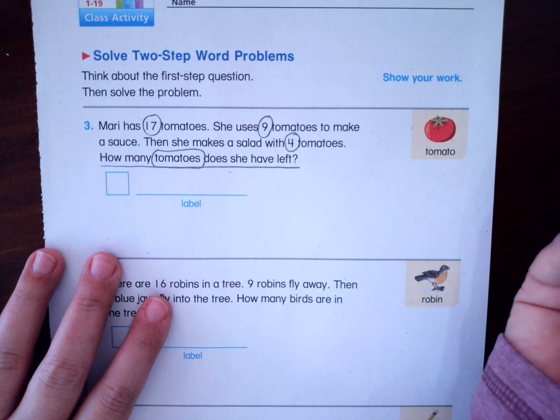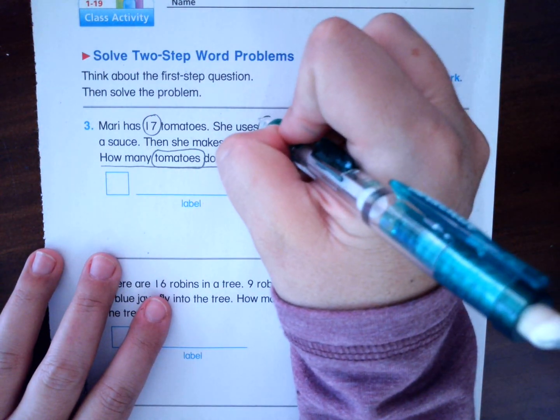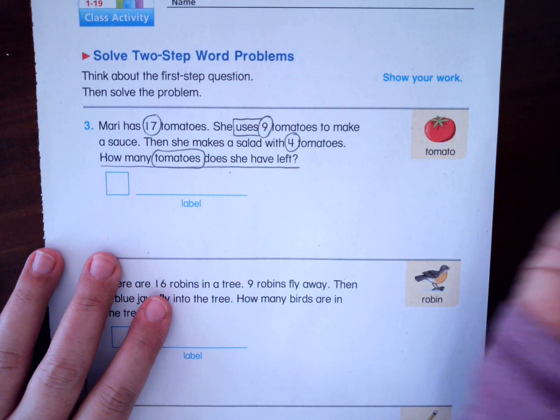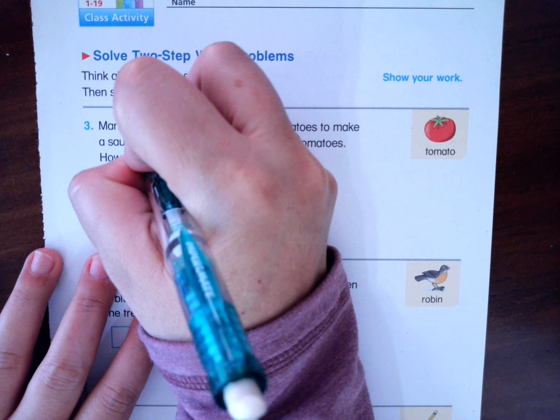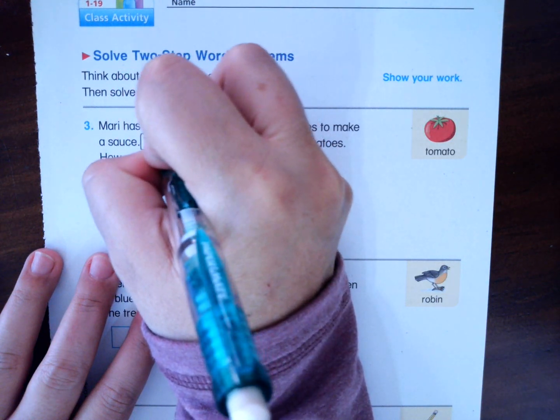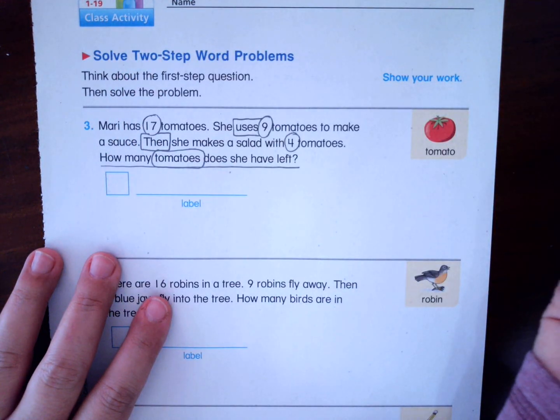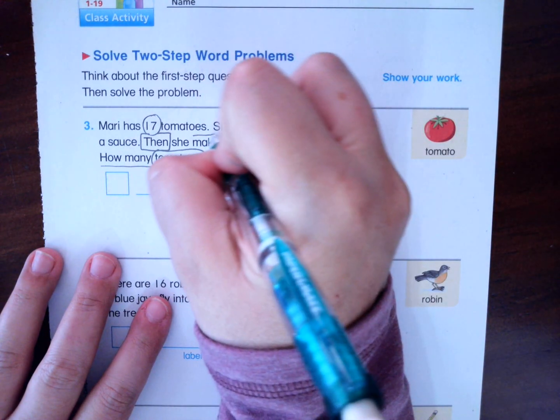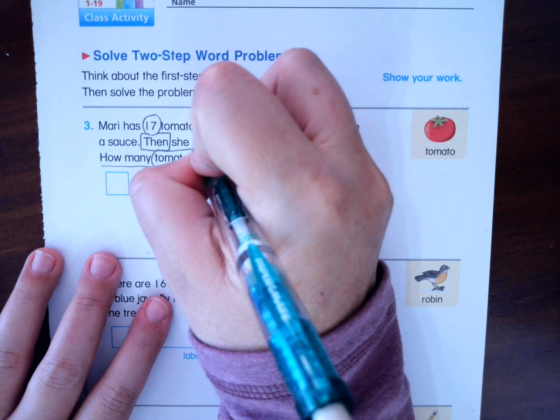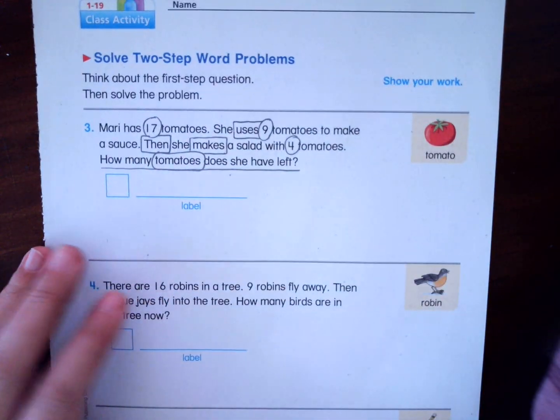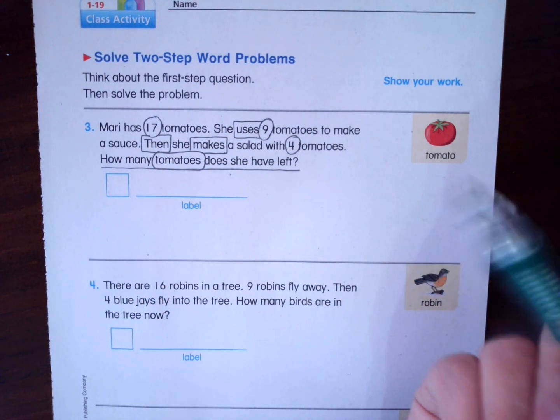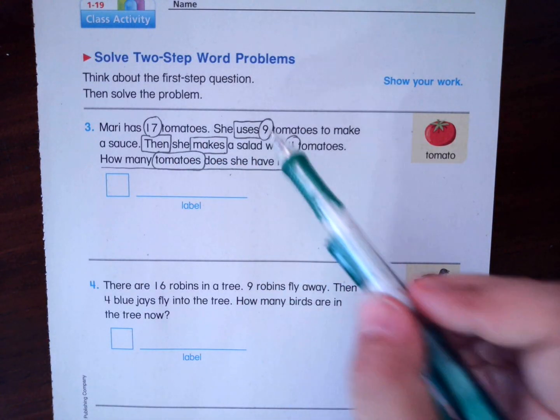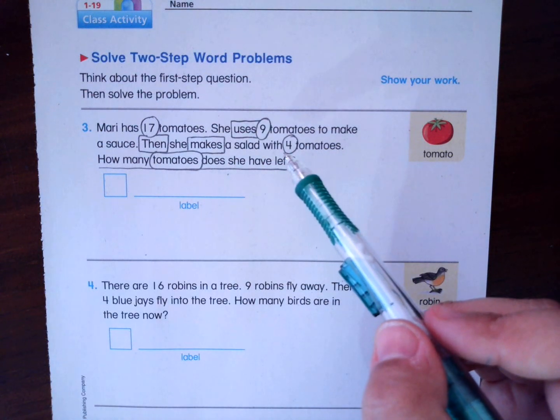Now I'm going to look for some key words. So I see the word uses. Uses tells me I'm going to subtract. I also see the word then. That might be a clue for part 2 of my word problem. And I see the word makes. So that is kind of like using. So I know that I'm trying to figure out how many tomatoes does she have left from her 17 after she uses 9 and then uses 4.